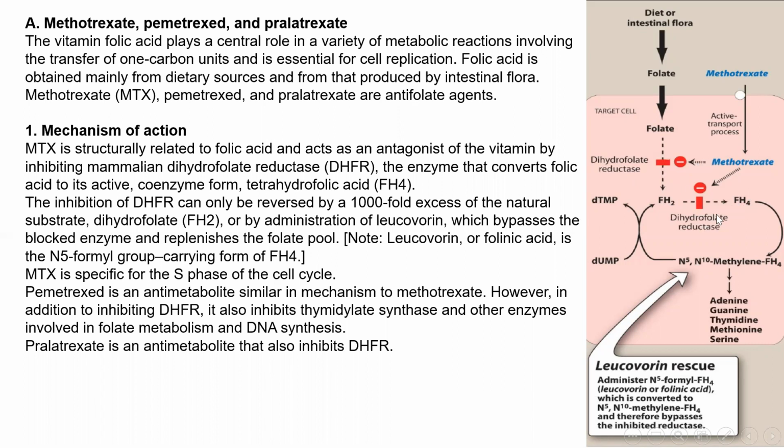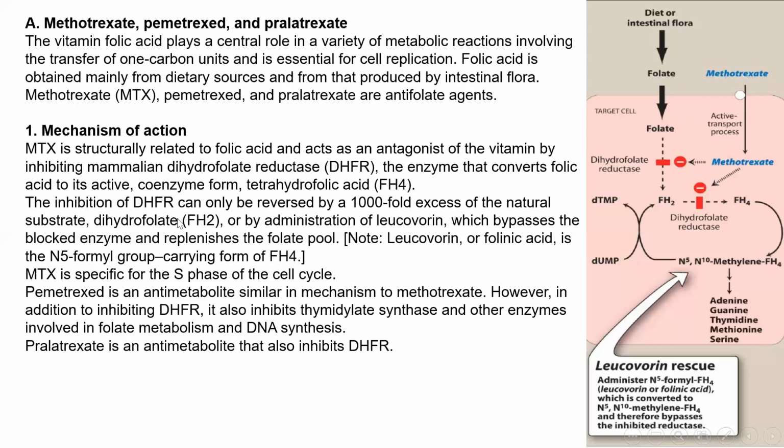In order to overcome or reduce the action of methotrexate, it is recommended to use a 1,000-fold excess of the natural substance dihydrofolate, or to use leucovorin. And leucovorin, the molecule right here, bypasses all these steps. So the building units of DNA and RNA are synthesized directly from this step without passing all these steps. So there are two ways to overcome the toxicity or the side effects of methotrexate. However, the most commonly used one is folinic acid or leucovorin in this step right here. So the mechanism of action is inhibiting the formation of tetrahydrofolate through the inhibition of dihydrofolate reductase.